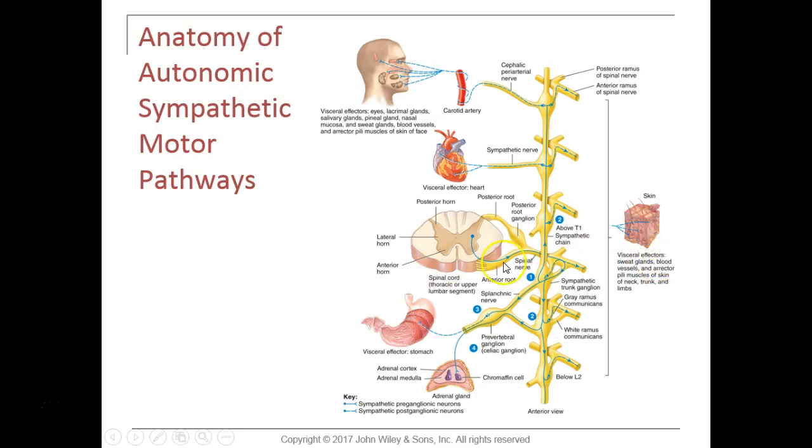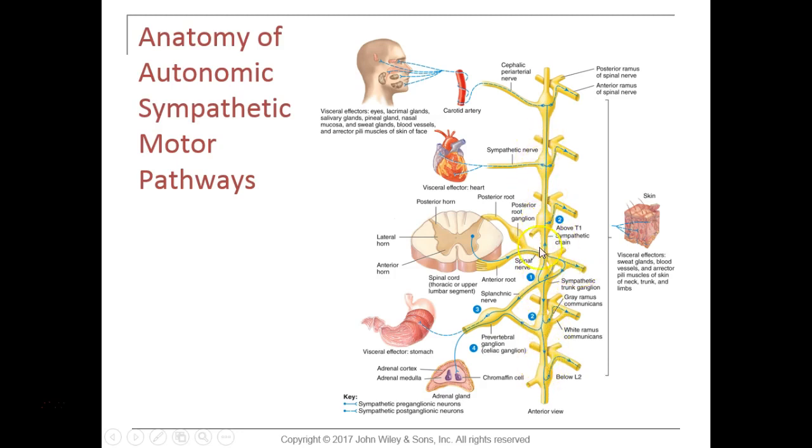First of all, we're looking at a section through the spinal cord. The preganglionic neuron is going to leave somewhere from the thoracic to the lumbar region of the spinal cord, since it's the sympathetic nervous system, via the anterior root of a spinal nerve. Now, the axon of that preganglionic neuron is going to enter the spinal nerve. There is a connection between the spinal nerve and the sympathetic chain ganglion.